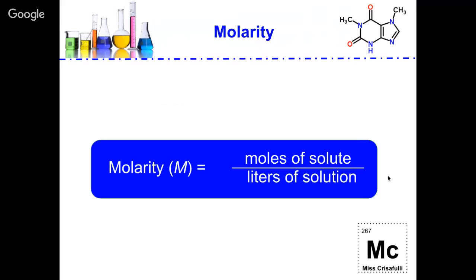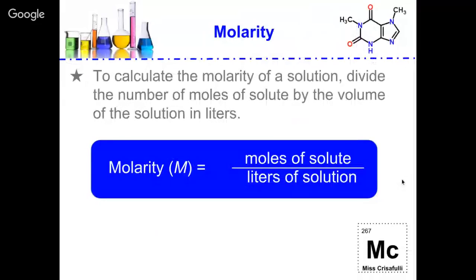So now let's talk about how we calculate it. To calculate the molarity of a solution, you're going to divide the number of moles of solute by the volume of the solution in liters. So your equation is going to be moles of solute over liters of solution.